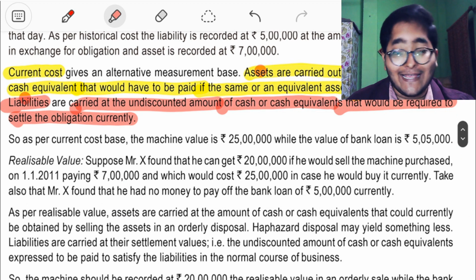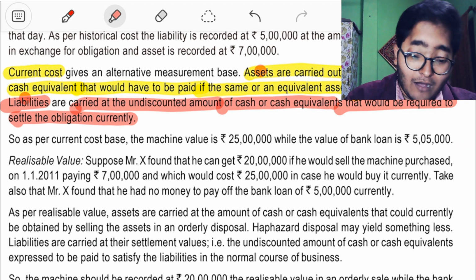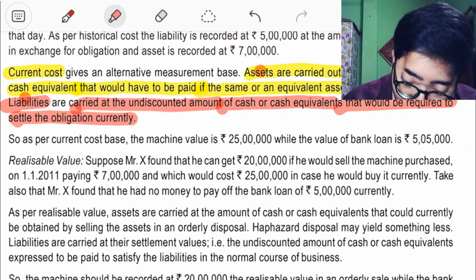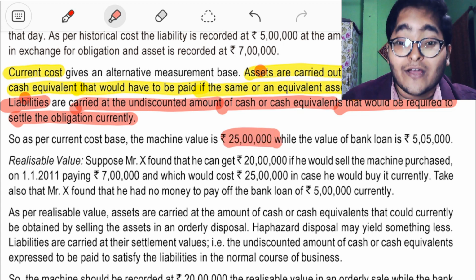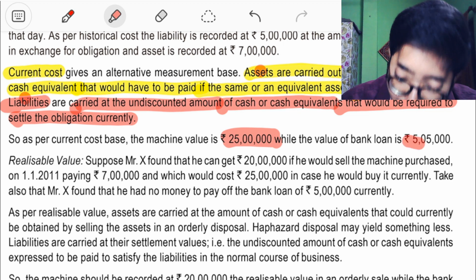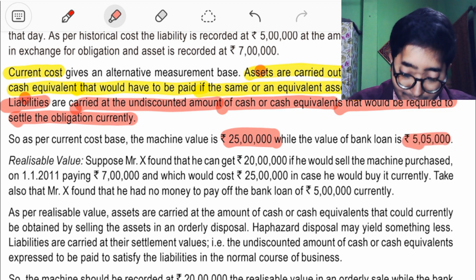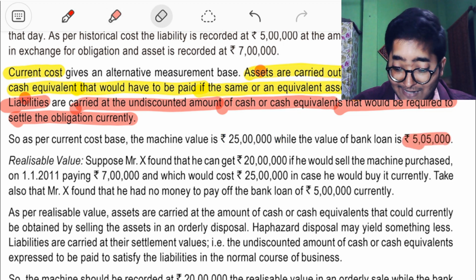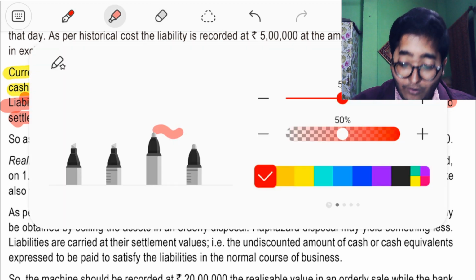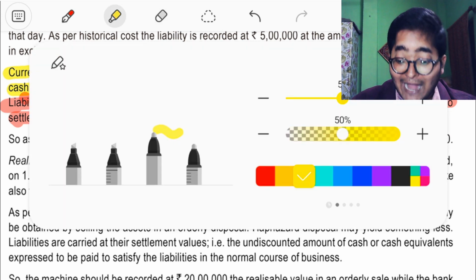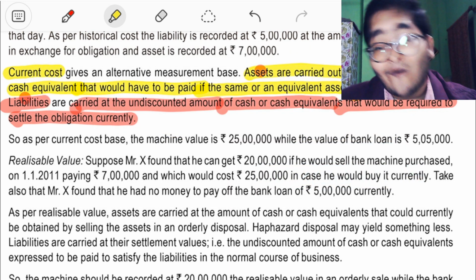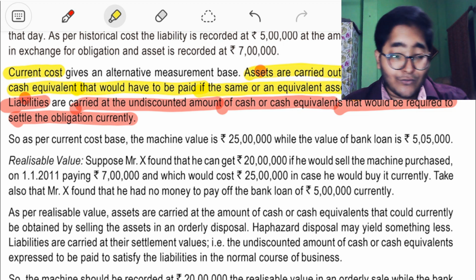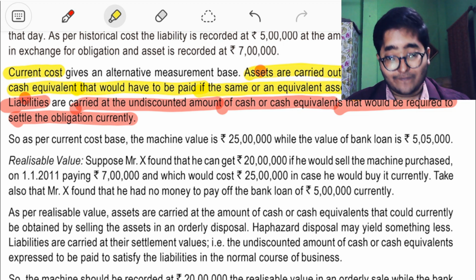And in that case, the current cost of the machine is 2 lakh 25 lakh, and the current value of the bank loan is rupees 5 lakh 50,000. I hope you are able to understand. Current cost is the cost or the amount that can be recovered or that needs to be paid today itself for an asset or liability.